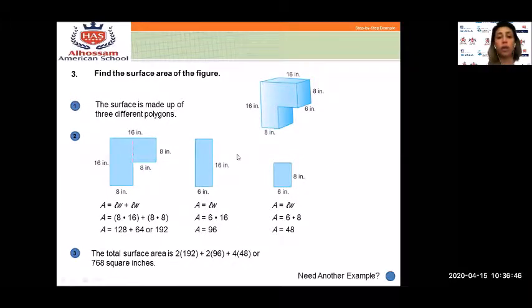Okay, so guys, first of all, regarding the surface area, we have to split the figure into its faces, or separate the faces of any figure, and then find the area of each face, and then multiply that area by the number of faces you have. If you have two faces equal to each other, you will multiply the area by 2. If you have 4 faces equal to each other, you will multiply that area by 4. Okay, guys? So let's move to the next question.